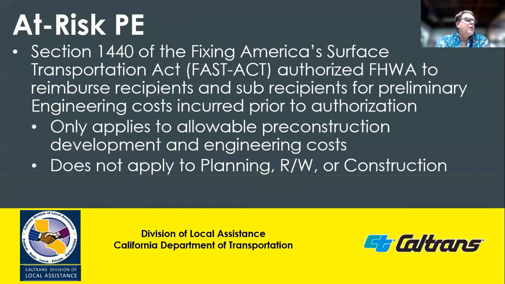Section 1440 of the FAST Act, the prior Transportation Act, authorizes FHWA to reimburse recipients and subrecipients for preliminary engineering costs incurred prior to project authorization, assuming the costs are for eligible activities on eligible projects. This only applies to the PE phase. Planning, right-of-way, and construction phases are not eligible.